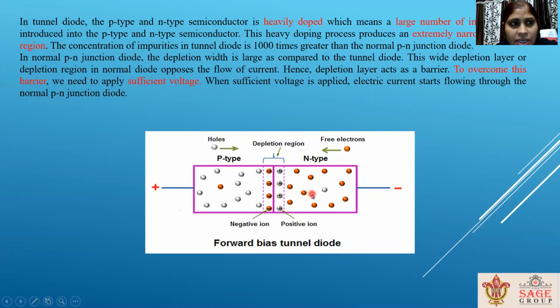The wide depletion layer, or simply the depletion region, in the normal diode opposes the flow of the current. Hence, the depletion layer acts as a barrier. To overcome this barrier, sufficient voltage is required. When we give a voltage more than the built-in voltage or the barrier voltage, the current will start flowing in the diode.